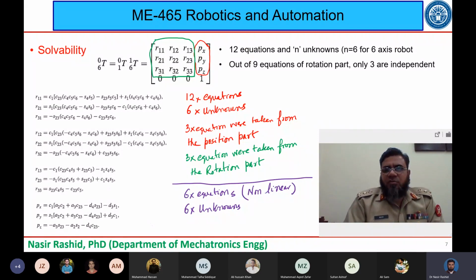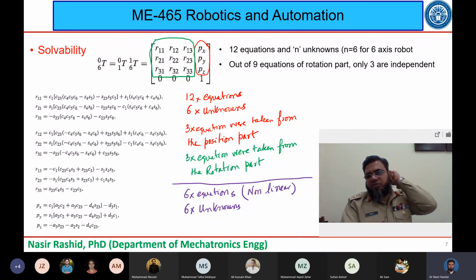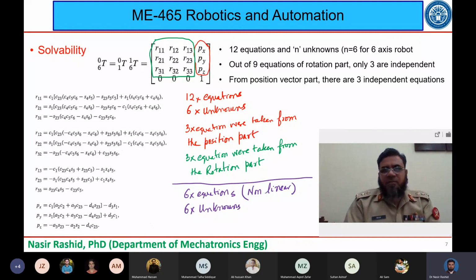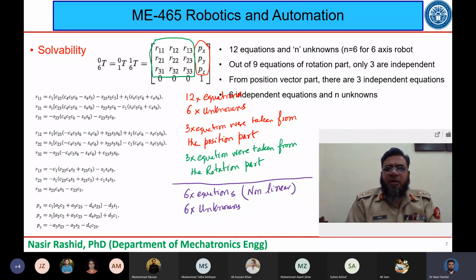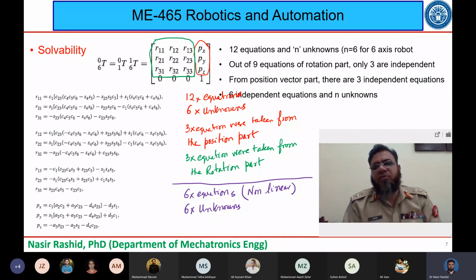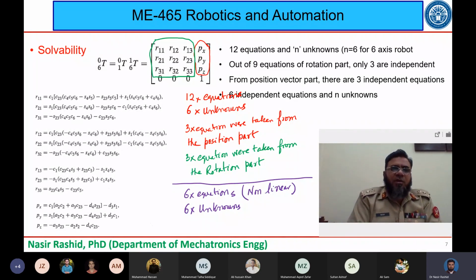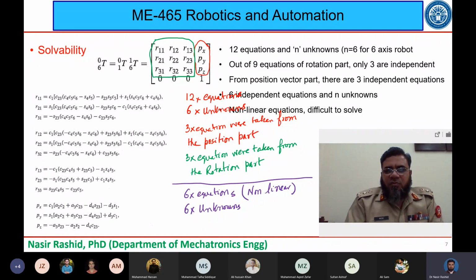Out of 9 equations of rotation part, only 3 were independent. ये हमने बात कर ली. From position vector part, there are 3 independent equations, so 6 independent equations and n unknowns, where n is equal to 6. So we should be able to find out the solution. Okay, so let us move forward. Non-linear है ये हम बात कर चुके हैं, so they are difficult to solve. ये हम पहले बात कर चुके हैं.